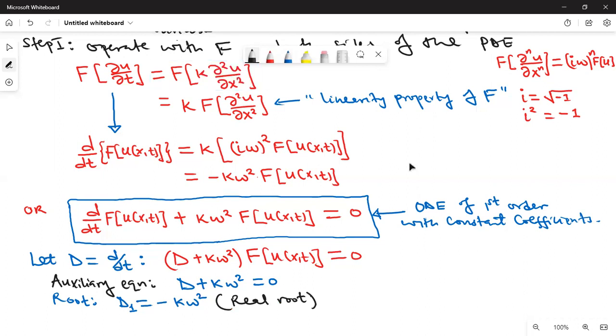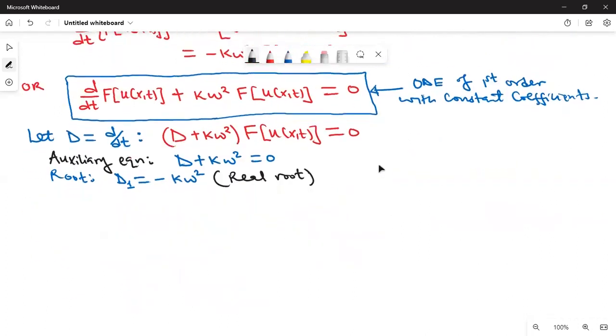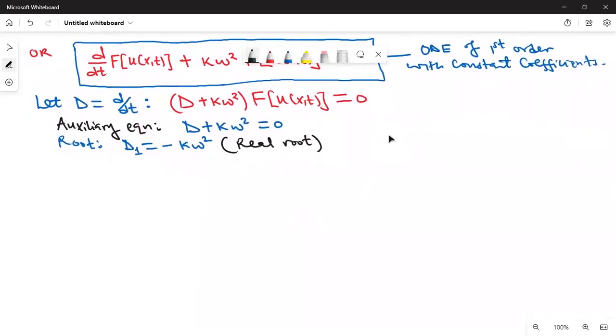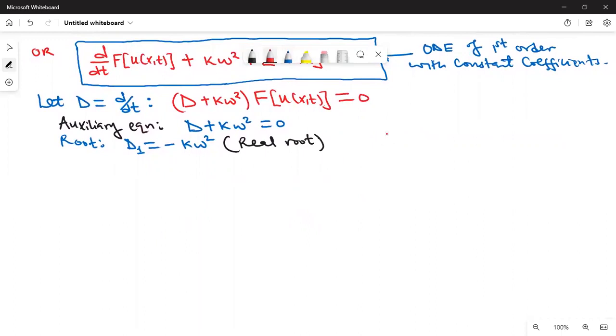When you have just one real root, how should you write your general solution? So you can say that therefore, we know that now the Fourier transform of u of x,t should now be equal to a constant, call it c or even c1, exponential negative k omega squared t, where c1 is an arbitrary constant, which we need to determine.